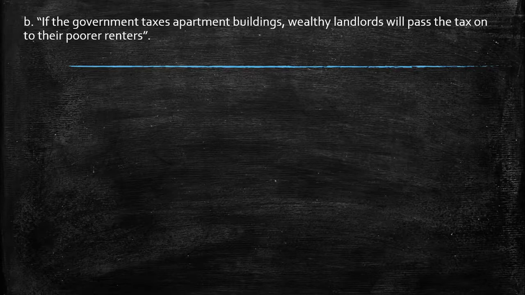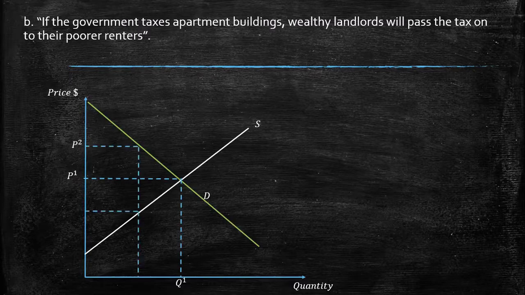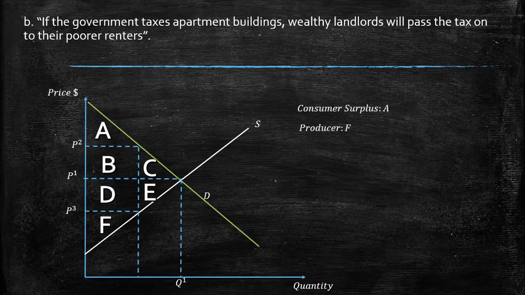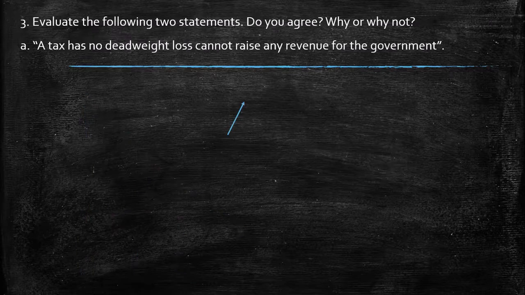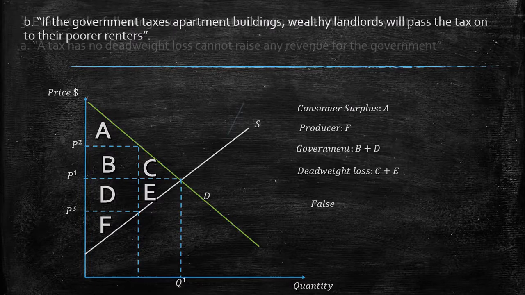If the government taxes apartment buildings, wealthy landlords will pass the tax on to the poorer renters. It's the same case, okay? Because it doesn't matter who is going to be charged. Both parties have to contribute to the tax. They have to pay part of the burden of the tax. Okay, so it's going to be false.